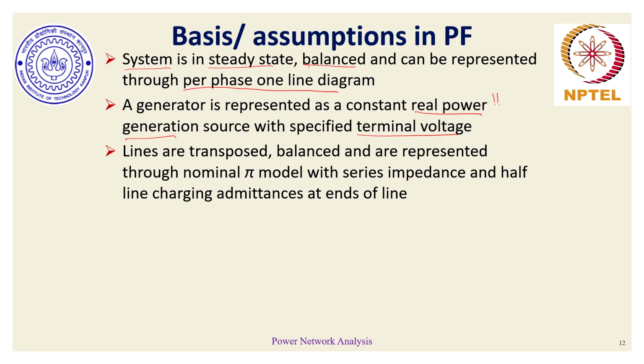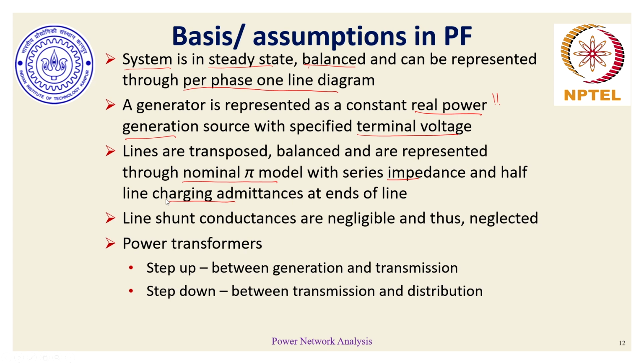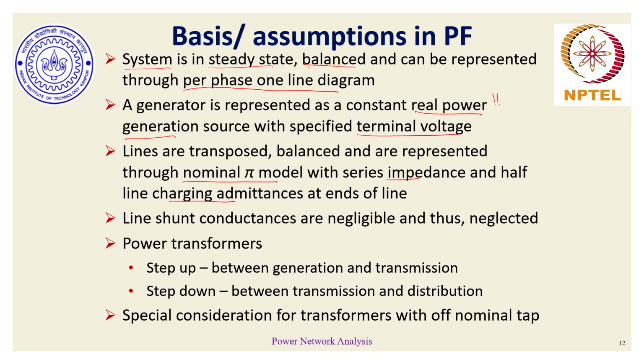Transmission lines are transposed, balanced, and typically represented through the nominal pi model with series impedance and line charging admittance, as we have seen in the previous module. Line shunt conductances are negligible and hence they are neglected. And transformers, yes, they also need to be represented, and there needs to be a special consideration for these transformers when the tap positions are called the off-nominal tap. We'll see what is meant by nominal and off-nominal tap in the next set of lectures to come.